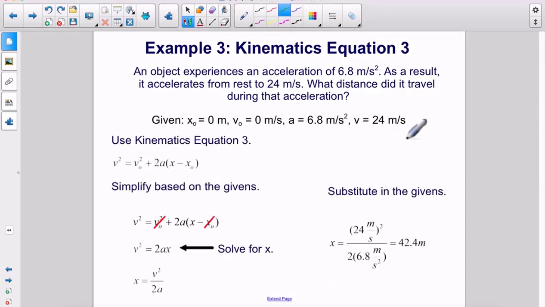Here are our givens. Let's assume we start at the origin, 0 meters. Our initial velocity, also 0 meters per second. Acceleration is 6.8, velocity is 24. No time. We're not asked about time. We're not given any time information. We are using kinematics equation 3. This term is 0. That term is also 0. We're going to solve for x. So we get v squared equals 2ax. Divide both sides by 2a. Plug in our givens. Don't forget to square that velocity and we get 42.4 meters.